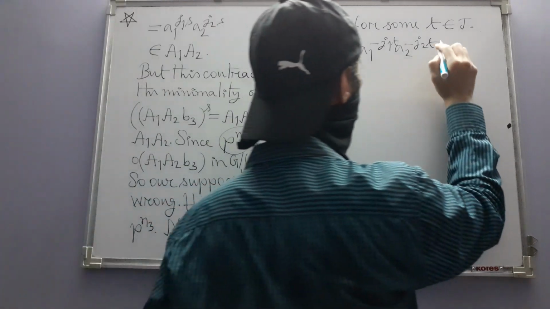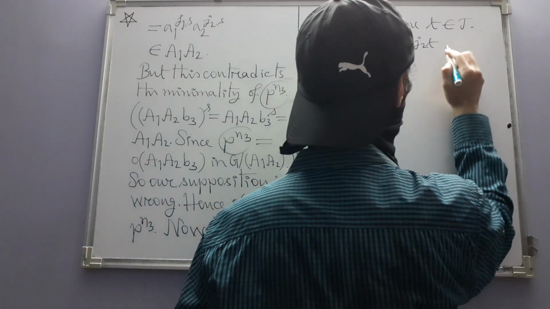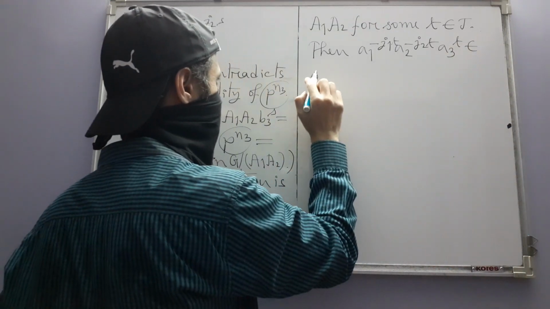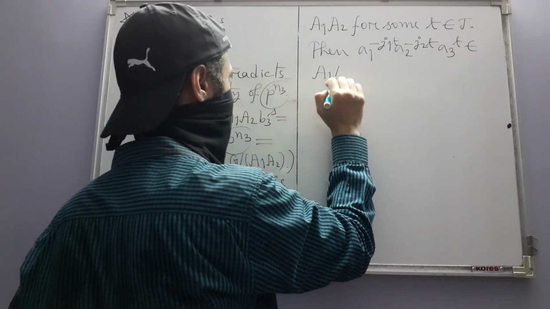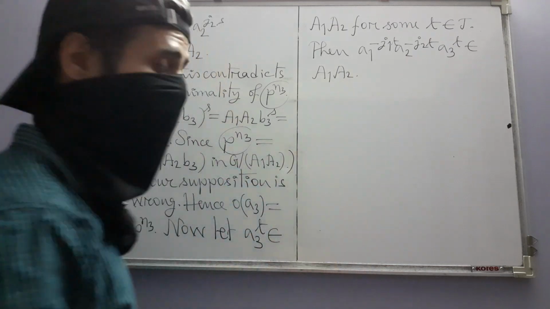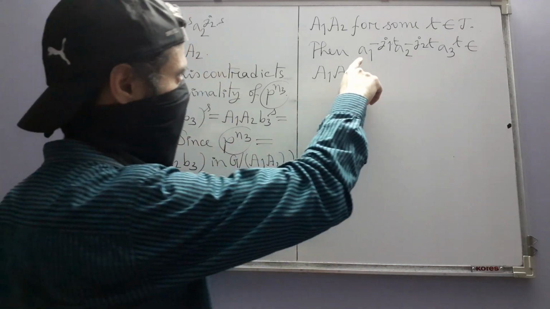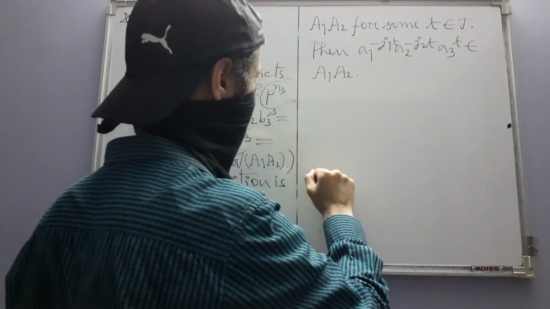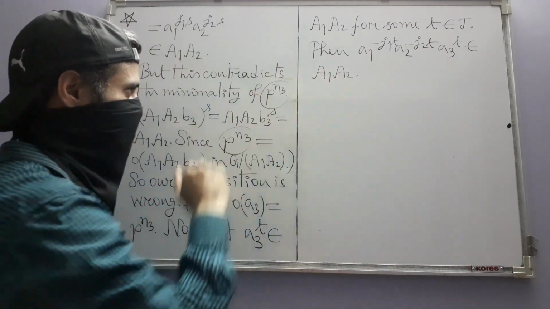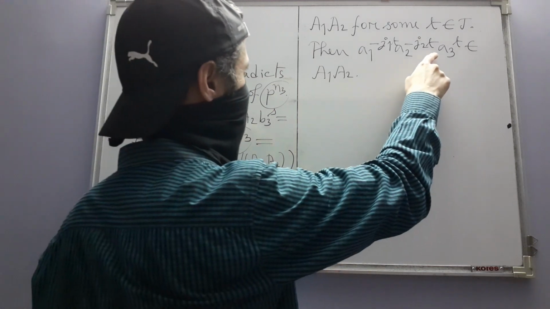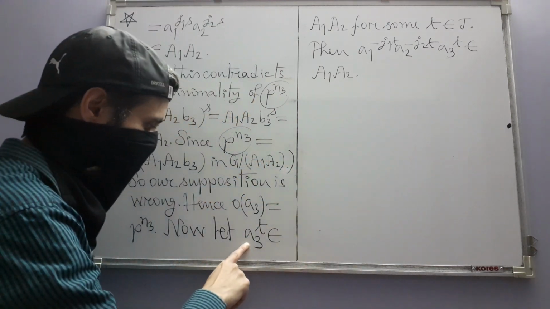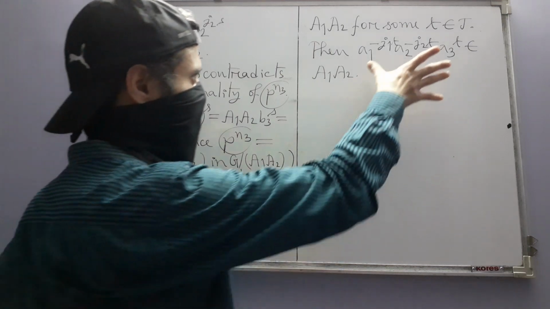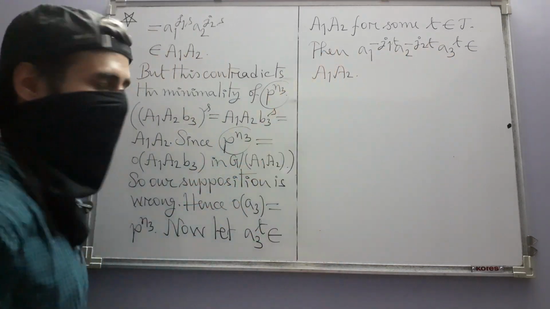Times A3 to the power t belongs to A1, A2. How? You see, the form of this element, this power of A1 times this power of A2, of course, this will be an element in A1, A2. And this, according to our assumption, is also an element in A1, A2. Since A1, A2 is a subgroup, their product is again in A1, A2.